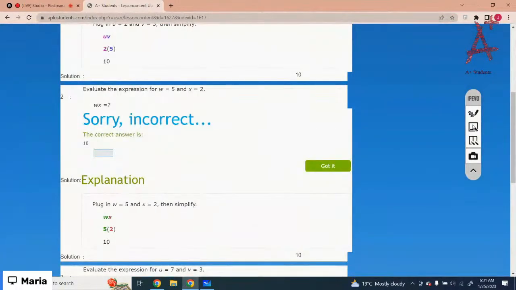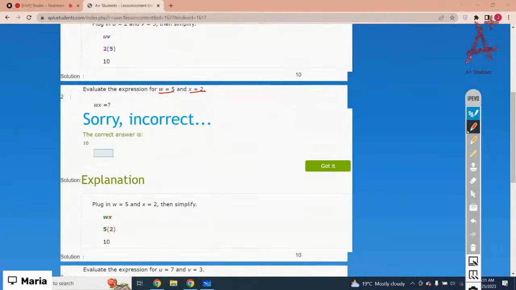Okay, evaluate the expression wx for w equals 5 and x equals 2. Got it? So just replace the variables with the values. W is 5 and x is 2, so together that makes 5 times 2, which makes 10. Got it?